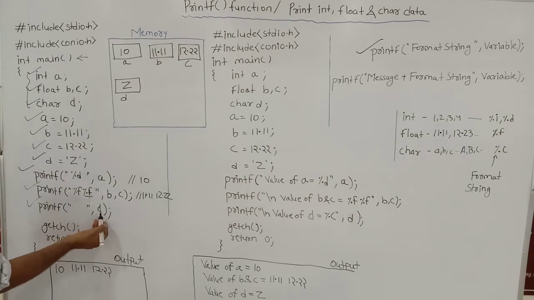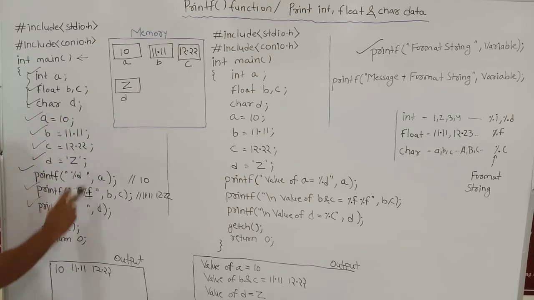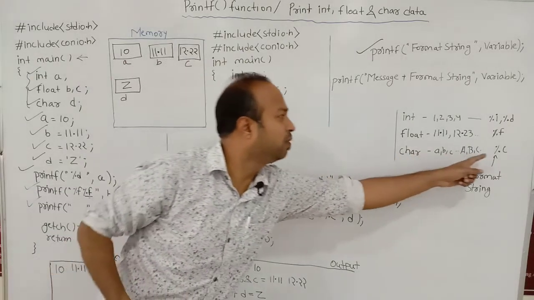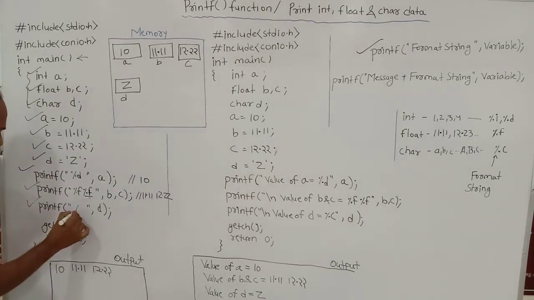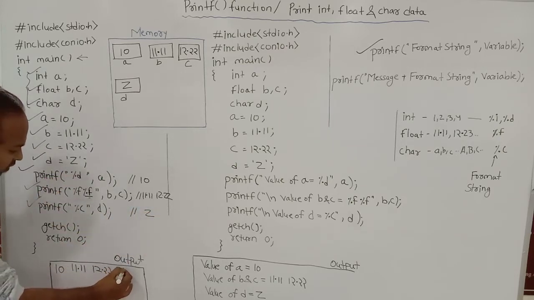In the third line we want to print character data. D is a character variable, and we want to print D. If we want to print character data, then we have to use the %c format specifier. So we will write %c. %c denotes we want to print character data, and D is a character variable. So this printf will print Z, and in our output stream Z will be printed.